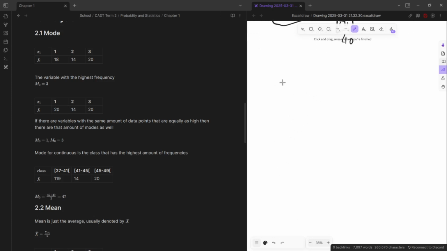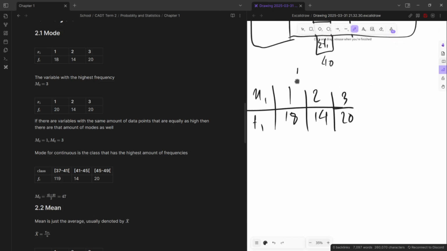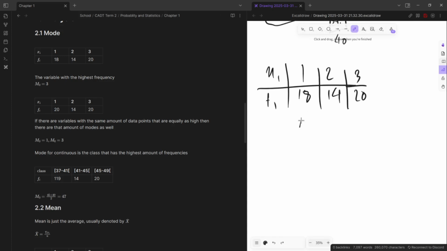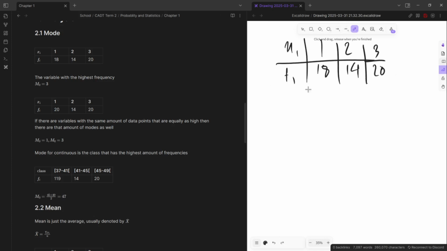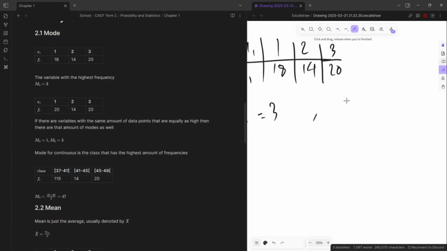We have modes here. Let's say we have this data set of something. The question is, what appears the most? Out of these 3 data points, which one appears the most? So we look at the frequency. This appears 20 times, so the mode is 30. That's it.